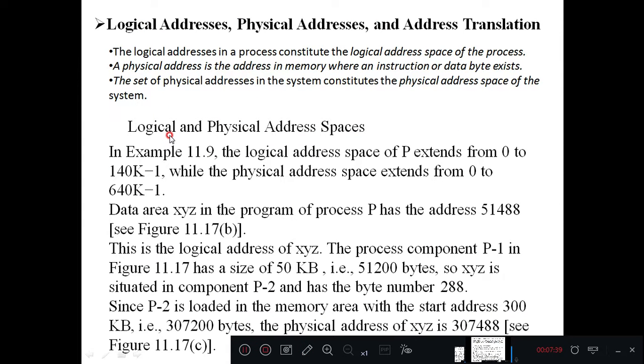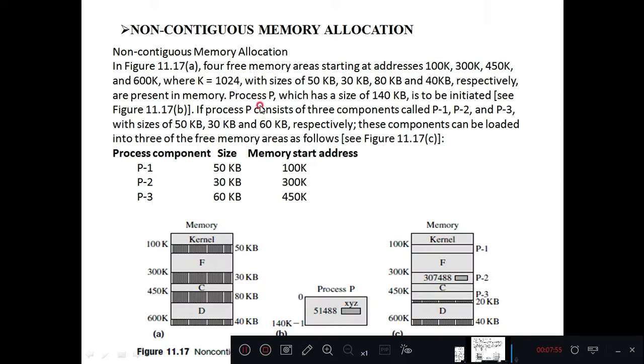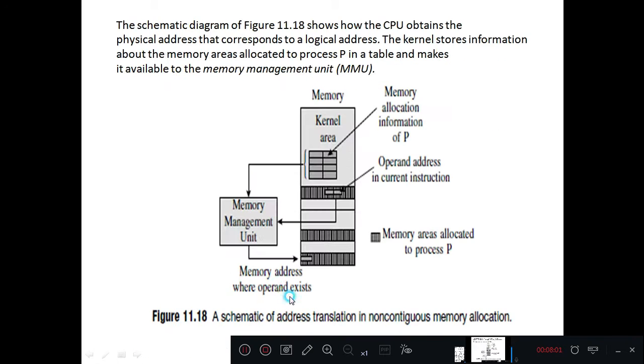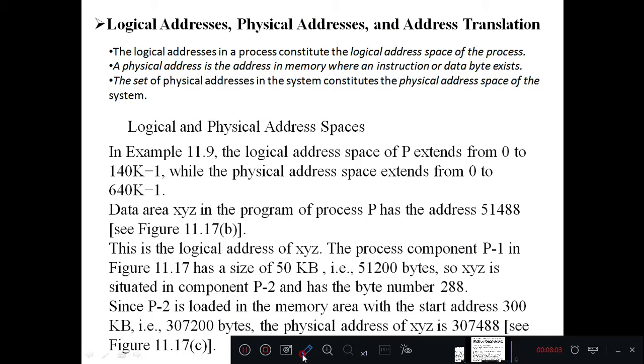So now we will try to identify how to calculate the physical address from the logical address, right? In example 11.9, the previous slide example that we discussed in the last class while discussing non-contiguous memory allocation, a logical address space of P extends from 0 to 140k, that is the lower box, the logical memory, while the physical memory extends from 0 to 640k minus 1, right?